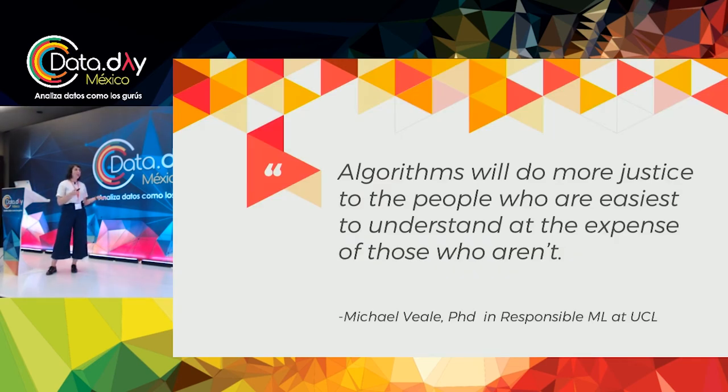And the problem here regarding bias is that when you take away the outliers, yes, you make the model higher prediction because the data is easier to understand. But if we're applying this not just to housing prices, but to people, removing the outliers is actually removing part of the population, if that's what we're analyzing. And so this PhD researcher from UCL, where I had the ability to study, remarks on just this, that algorithms will do more justice to the people who are easiest to understand at the expense of those who aren't.